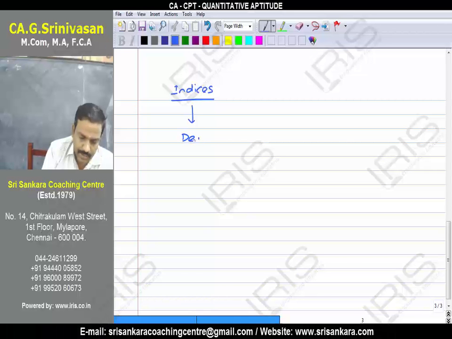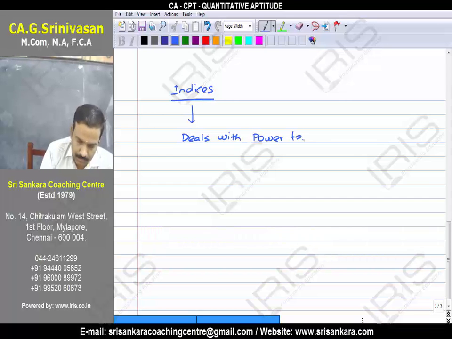Indices deals with power terms. So this entire topic deals with power terms.